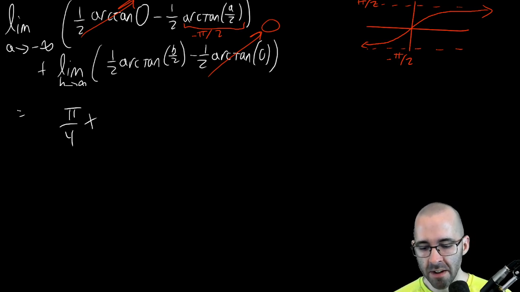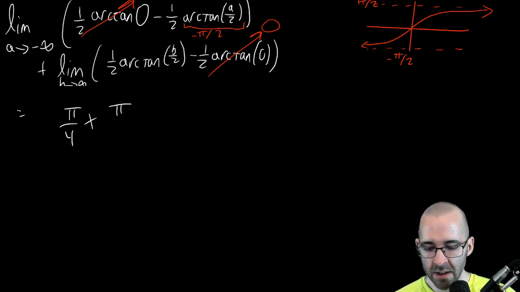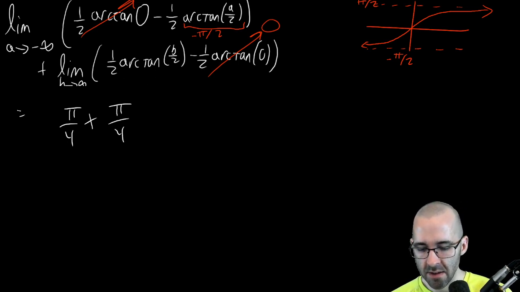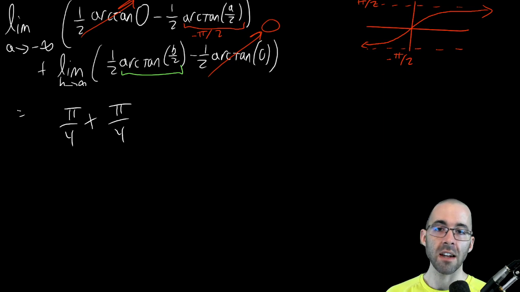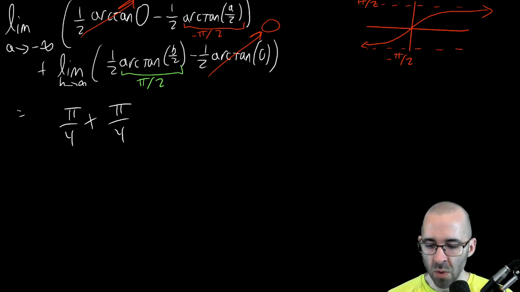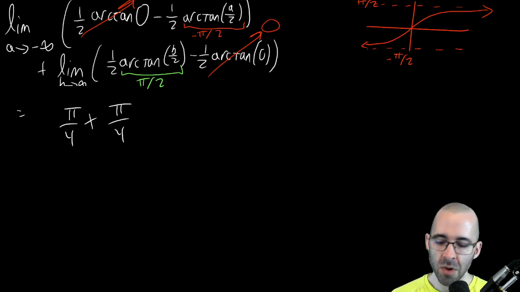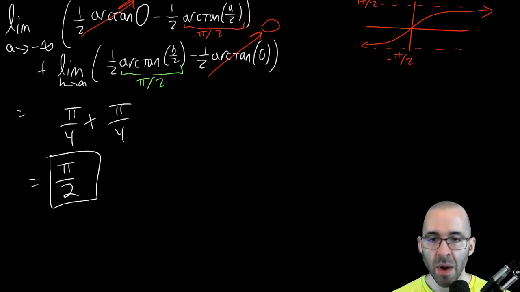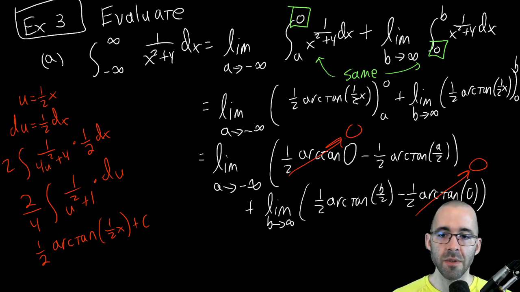Plus this other guy, well, similarly, same logic, go infinitely far to the right on arctangent, it'll approach pi over 2. Multiply that by half. We have pi over 4 plus another pi over 4. We now have 2 pi's over 4. That's pi over 2. This whole integral is pi over 2.